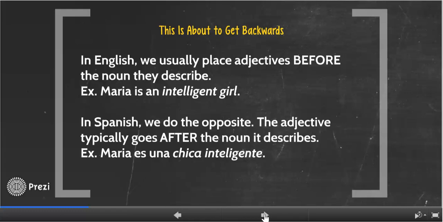So, in Spanish, we would say the same sentence, María es una chica inteligente. So, chica, which is girl, comes first, and inteligente goes second. This is a little hard to get used to sometimes for English speakers, but that's just the way it is. Instead of saying Maria is an intelligent girl, we say she is a girl intelligent. Weird, but that's just how it works.